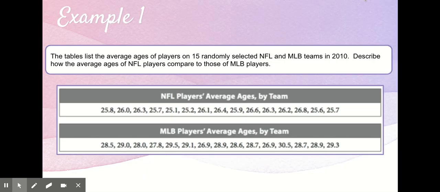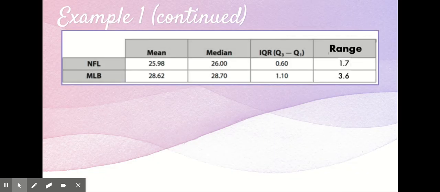In this example, the tables list the average ages of players on 15 randomly selected NFL and MLB teams in 2010. Describe how the average ages of NFL players compare to those of MLB players. So if you see, we have 15 data entries for each of the two teams, NFL and MLB. You could calculate the mean, median, IQR, and range using the data from the previous slide. You can either do that by hand or in Desmos, and this is what you get.